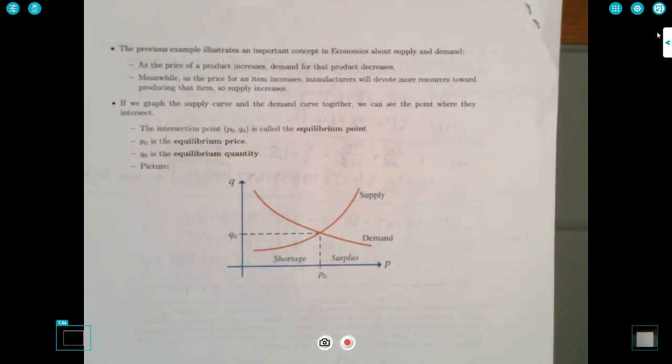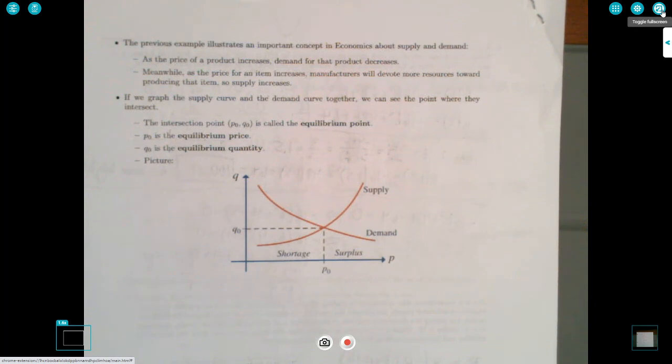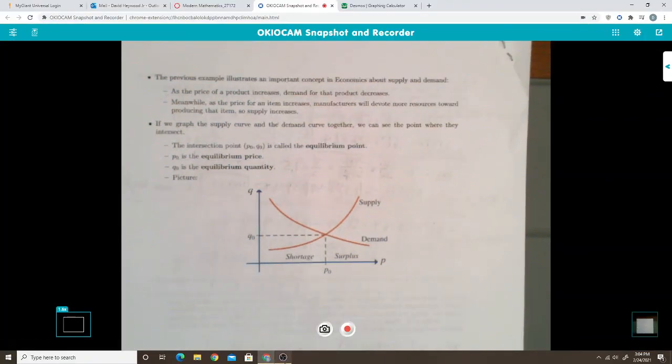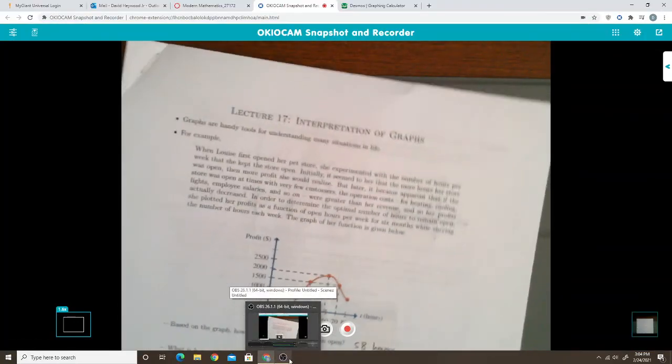Okay, so you might have some examples in the homework that ask you about that. So I just wanted to briefly go over that with you. But otherwise, that's all I have to say about interpreting graphs.